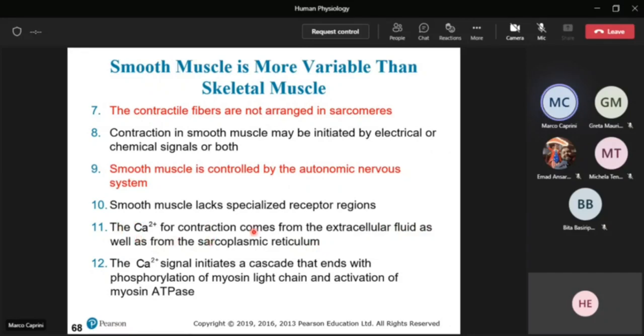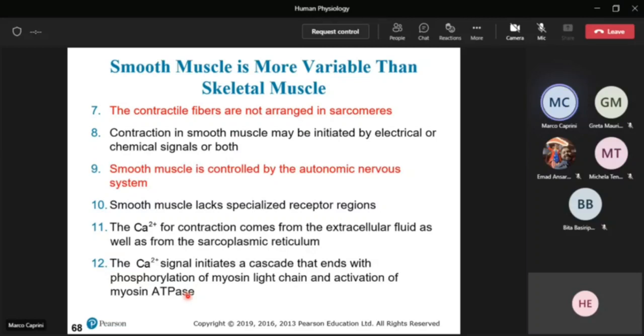Where does the calcium come from in the skeletal muscle? Sarcoplasmic reticulum, only sarcoplasmic reticulum. Here, the calcium can be extracellular or intracellular calcium. Good. And the calcium signal initiates a cascade that ends with the phosphorylation of myosin light chain and activation of myosin ATPase.